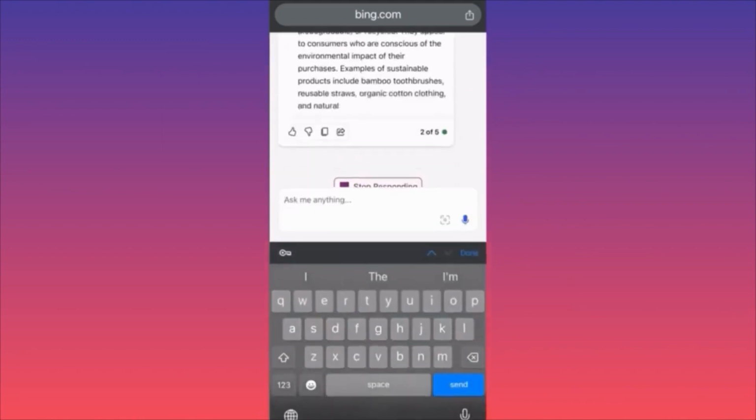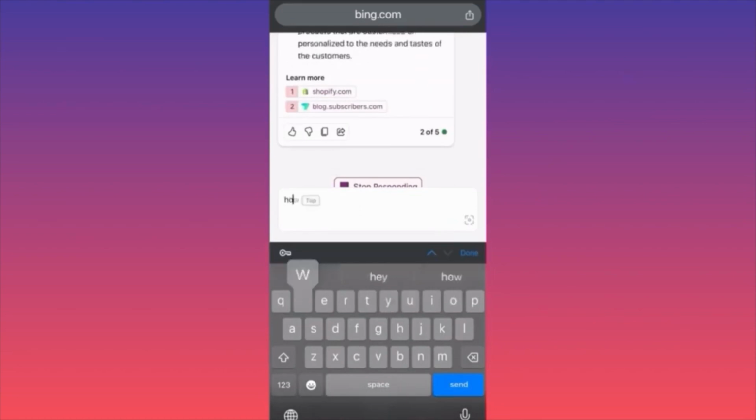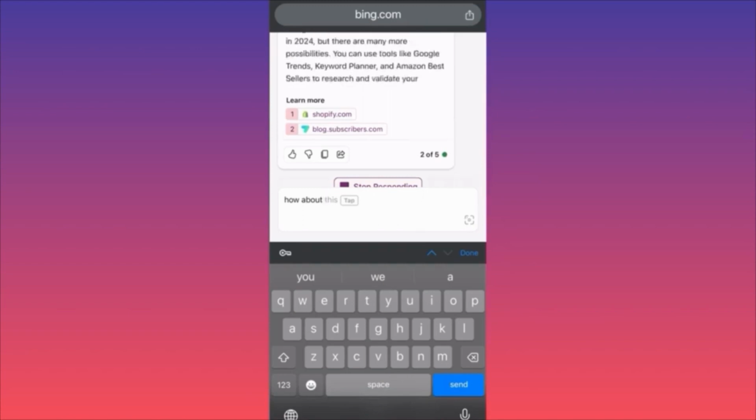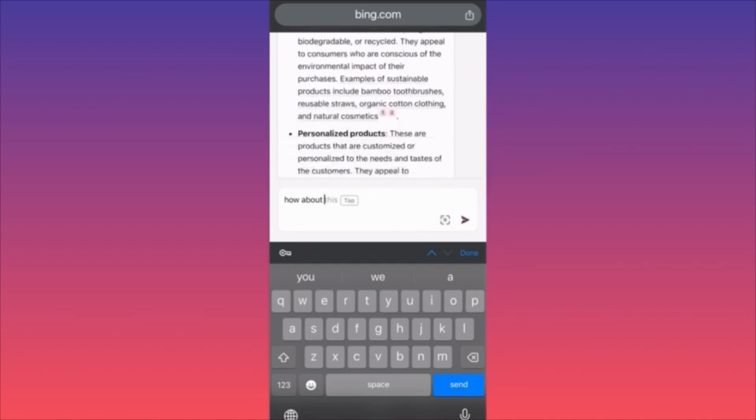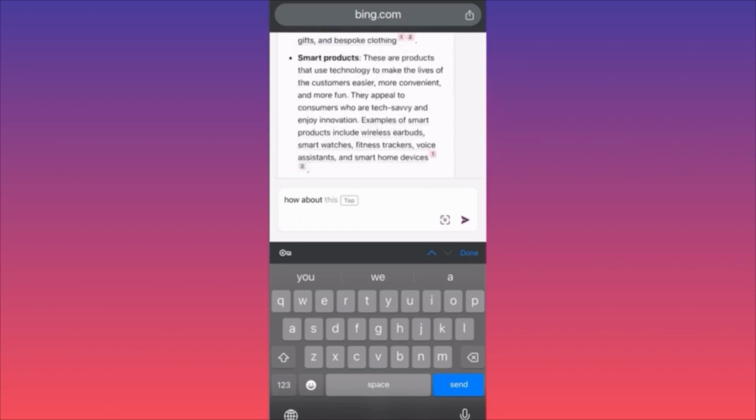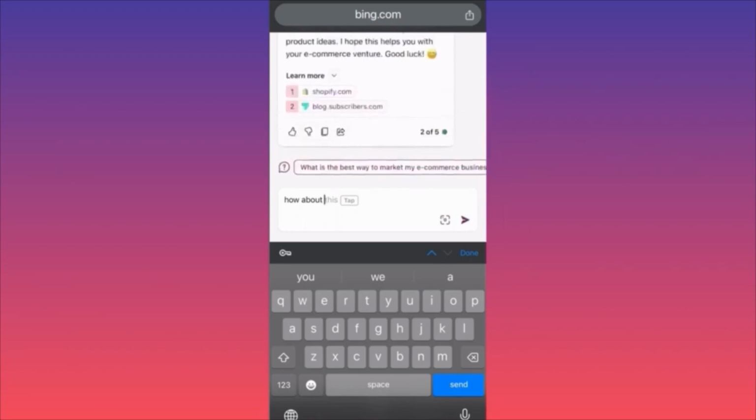You see, that's not good. How about, stop, we need to stop replying. Okay. Sustainable products, personalized products, smart products. That's not what I'm looking for. How about based on search volume?